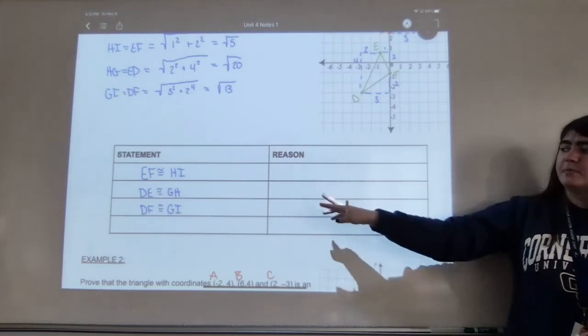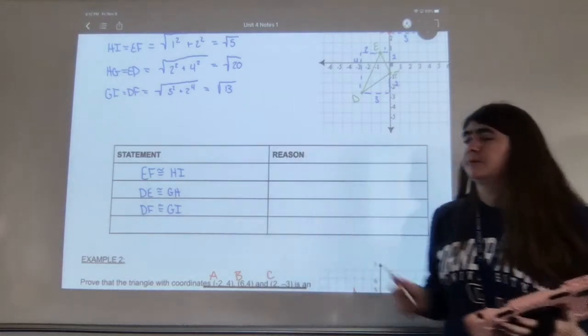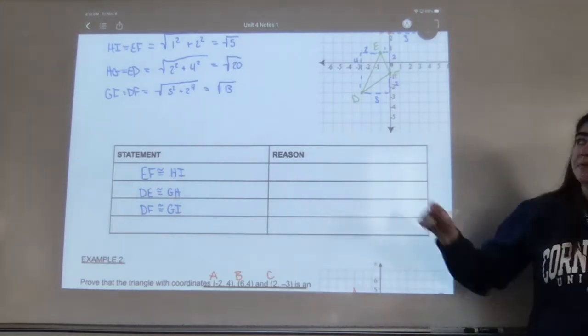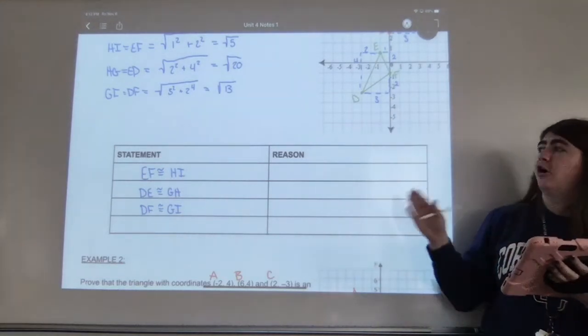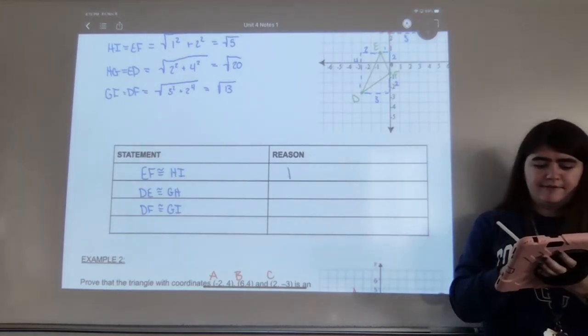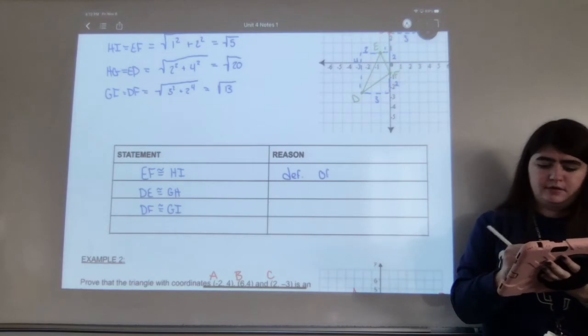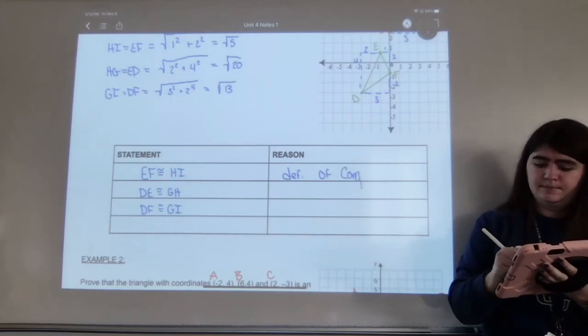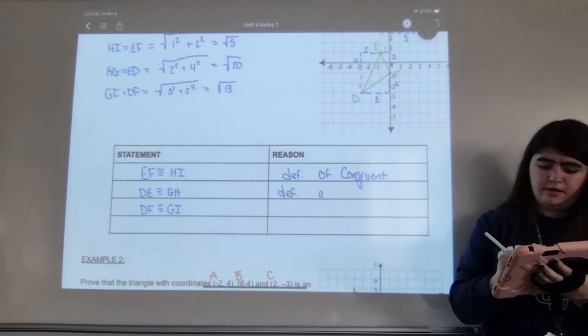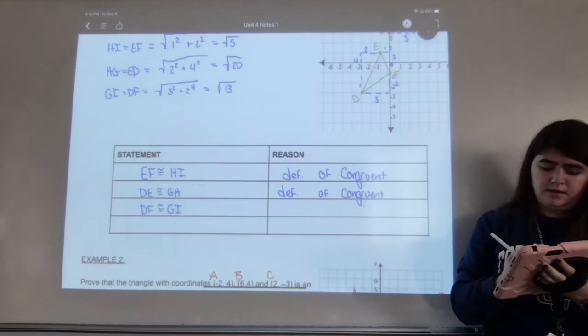And I know I flipped the order on those a little bit from what's written there, but they're the same thing. So if you would like it to be the same, you can copy it down so that they match. And the reason for all of them is the definition of the word congruent. So we have definition of congruent, definition of congruent, definition of congruent. All of them.